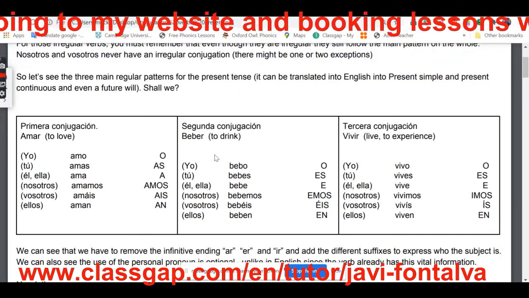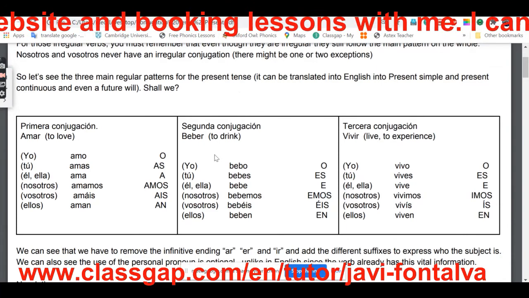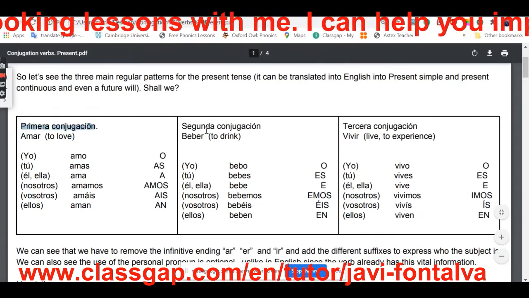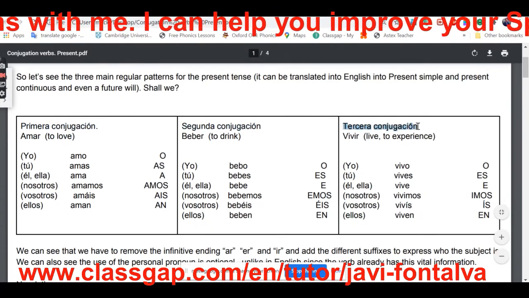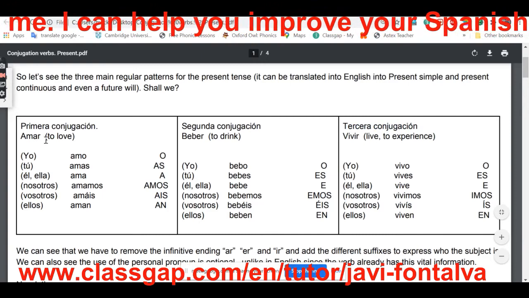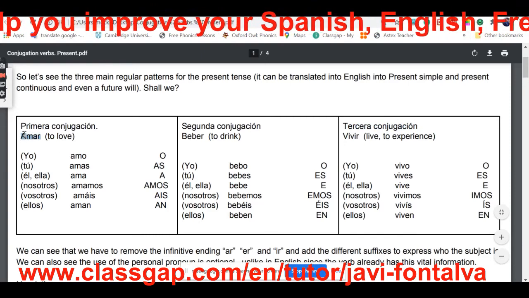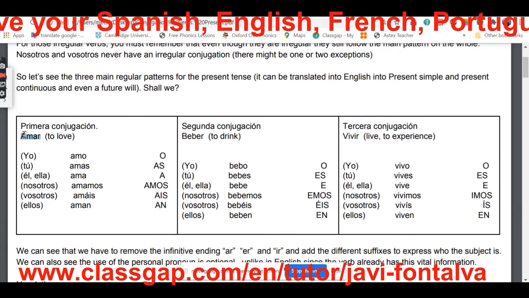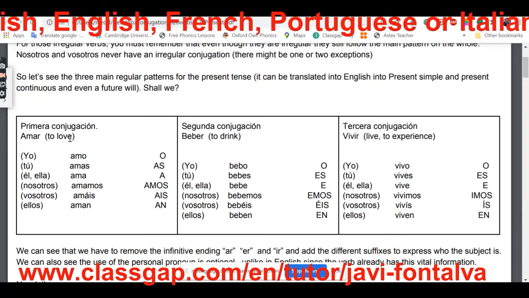Okay, I'm gonna sum up what I explained so far. So as I was saying, in Spanish we've got three different kinds of verbs or patterns. Those we call first conjugation, second conjugation, and third conjugation. So in Spanish, infinitives always end in a vowel plus an R. So for example, amar here, this is to love.